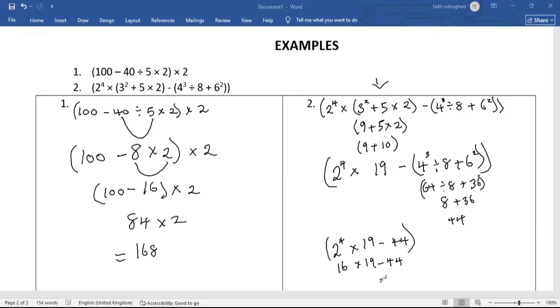I'm sure you know what to do next here. You must do the multiplication first. 16 times 19 gives us 304 minus 44. And our final answer is 260. I hope you understand. You can go back and do a replay of the examples so that you can understand better. Let's move into the practice section.